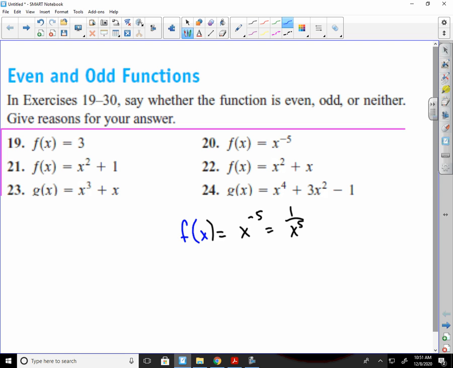So now let's do f of negative x. That just means that we're going to put a negative x in everywhere we see an x. So this x turns into a negative x to the negative fifth, or it's 1 over negative x to the fifth.